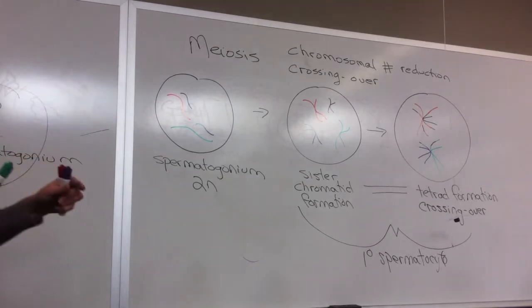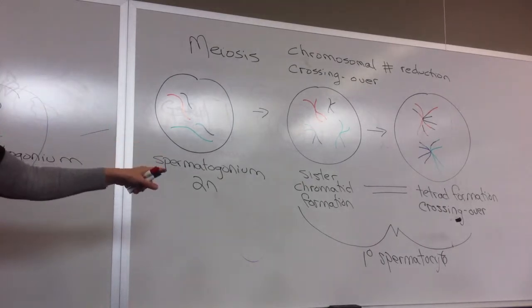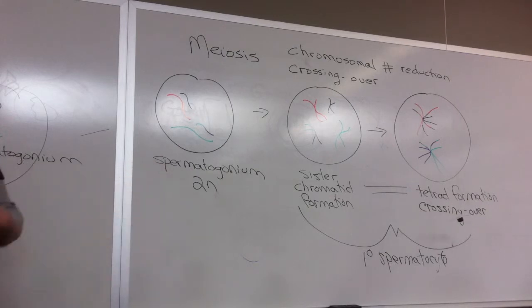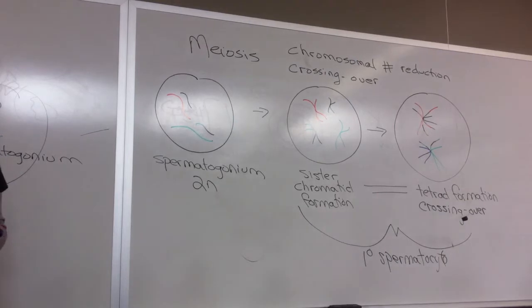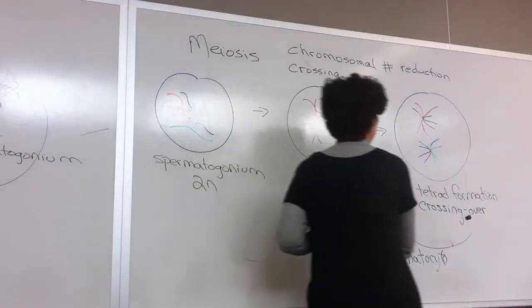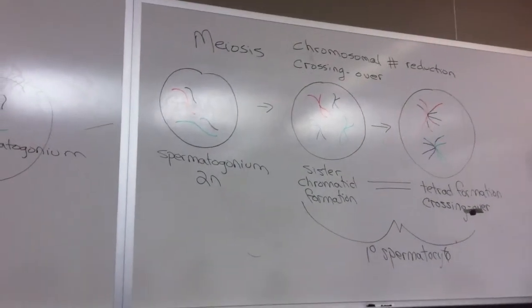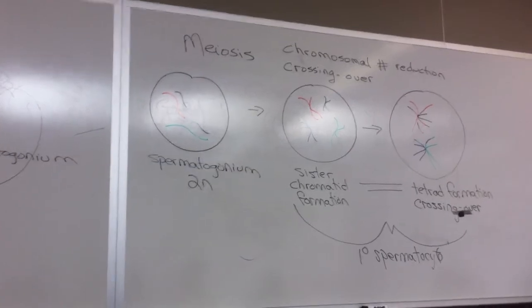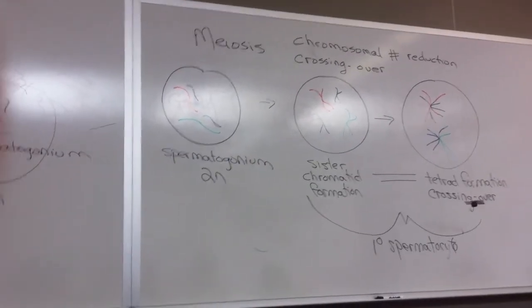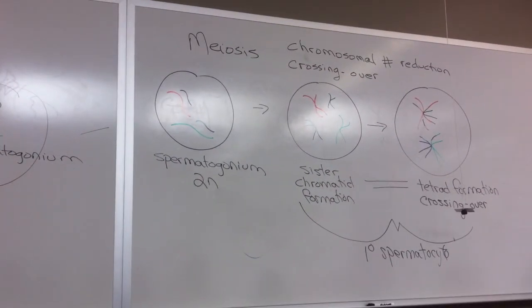Whereas when a boy is born, his cells are spermatogonia. And he continues to have spermatogonia as long as his testes are functional. Okay? Now, let's see what happens to the primary spermatocyte.